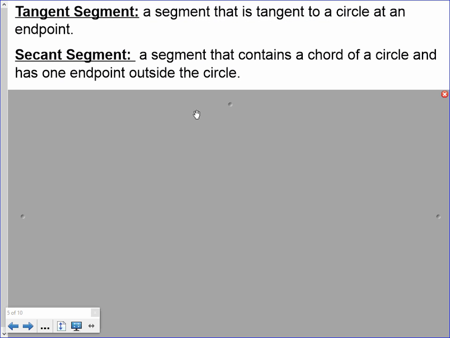All right, our second theorem here is going to involve some secant segments. So let's go over what secant segments are and what tangent segments are. We're going to skip external segment on your vocab, so these will be the last 2 vocab terms.